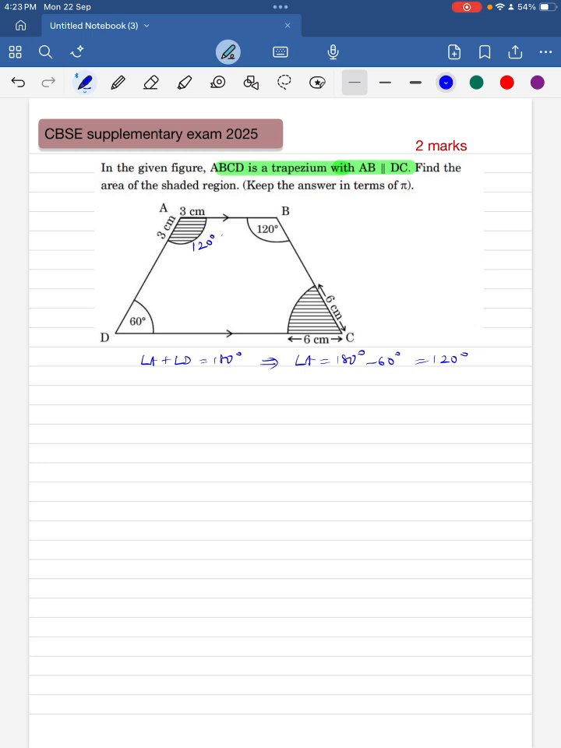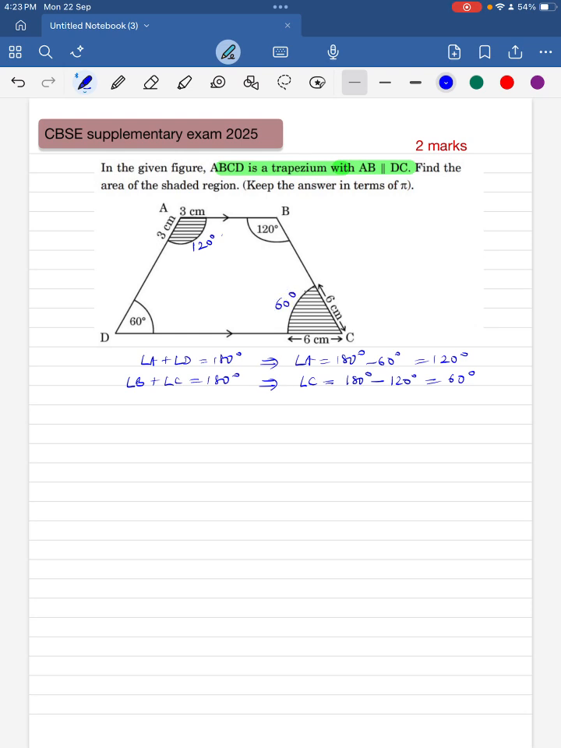Now the same way we know that angle B plus angle C is equal to 180 degrees because BC is a transversal. From this we know that angle B is 120 degrees. So we can find angle C as 180 minus angle B, which is 180 minus 120. And this gives us the value of angle C as 60 degrees.